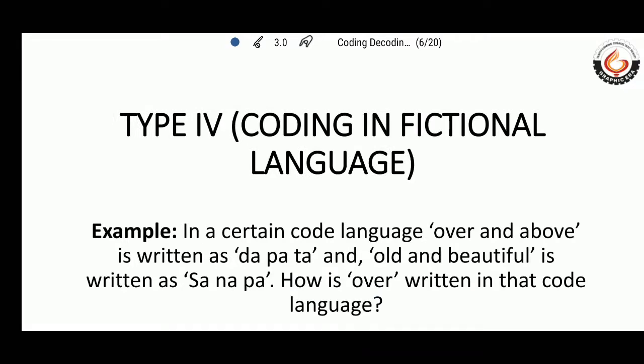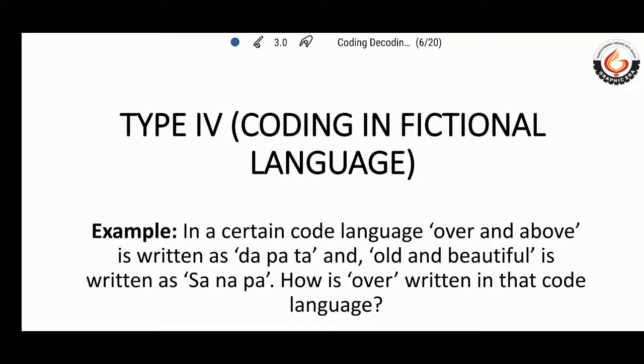Type 4 is coding in a fictional language. In this type 4, we code every word differently. For example, we make our own language in which we code every word differently. For example, I start writing red as blue, blue as black, black as orange, orange as green, green as white, and white as purple, anything like that. The color does not change, but the coding changes.